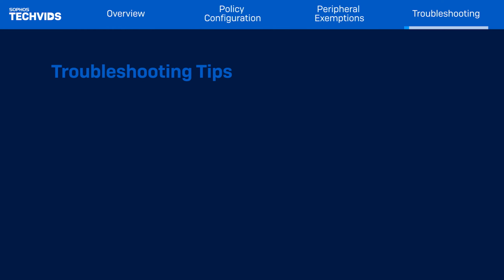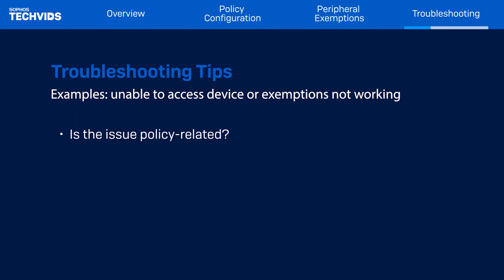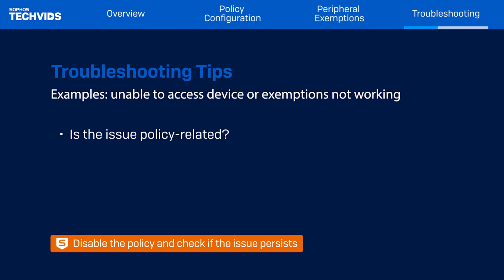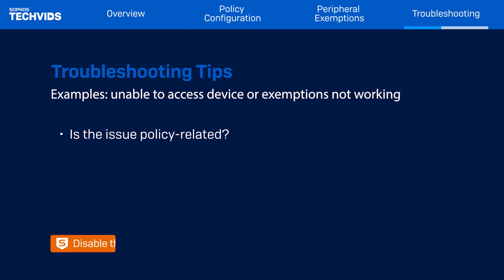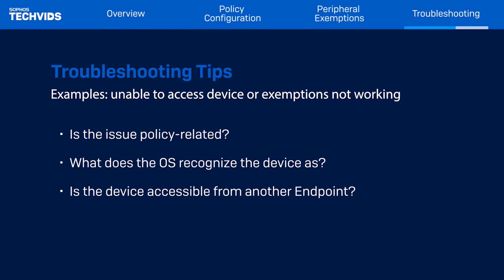Now let's look at some troubleshooting steps for peripheral control related issues, such as unable to access a device or exemption is not working accordingly. First, check if the issue is related to the peripheral control policy. If the policy is set to disabled, does the issue persist? Second, check what the operating system recognizes the device as. Third, check if the same device can be accessible from another endpoint.